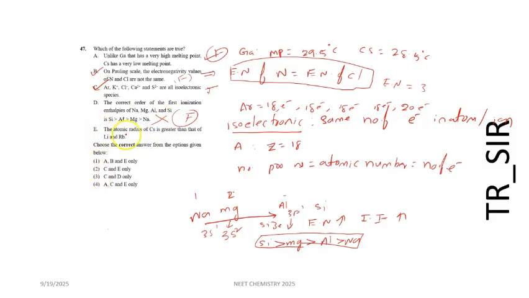Now, statement number E. The atomic radius of cesium is greater than that of lithium and rubidium. So statement E is absolutely right. Why is it right? Down the group, size increases due to an increase in atomic shells. So statement E is right. So we have only two statements that are right: one is C, another is E. That is option 2, the correct answer for this question.